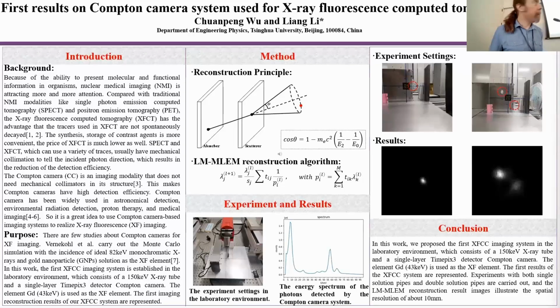It is a great idea to use a Compton camera to realize X-ray fluorescence imaging. However, the image reconstruction of the XFCC modality is challenging. In this work, we proposed the first Compton camera platform used for X-ray fluorescence imaging, which consists of an X-ray tube and a single-layer Timepix3 detector Compton camera.